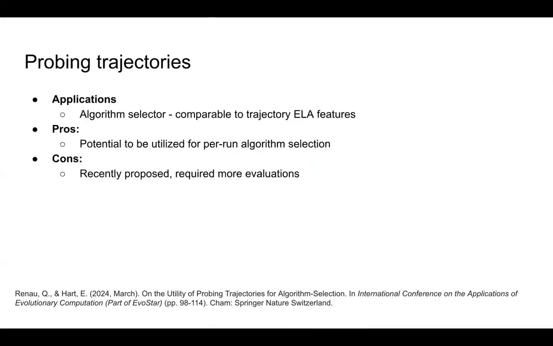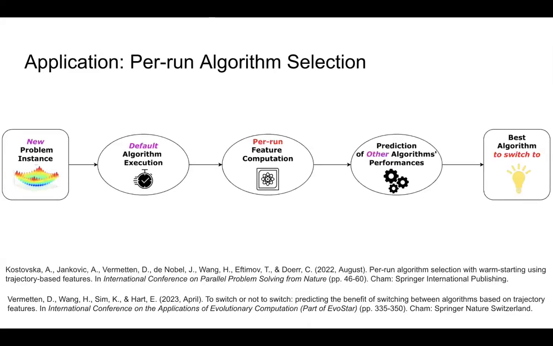And then if we think about probing trajectories, we have this algorithm application, we have algorithm selector. They compare with the ELA features, with potential to be utilized in the per run setting. And as I said, they are pretty young, from before 1 month. There are a few studies going on now, comparing between all of them to see how useful they are, if there is a gain compared to the other approaches that exist.